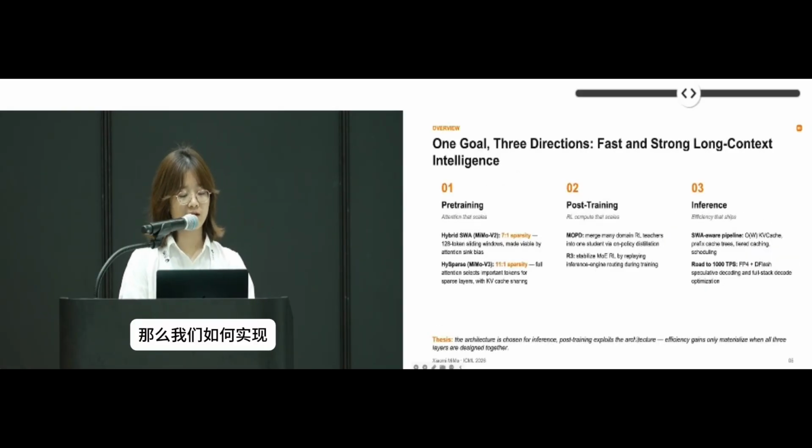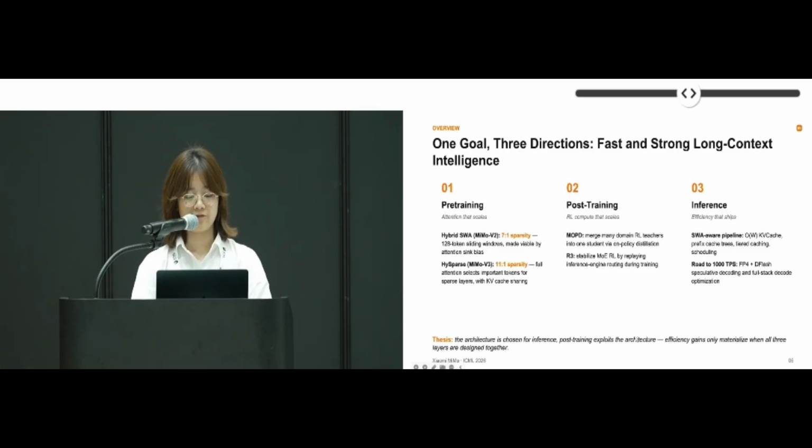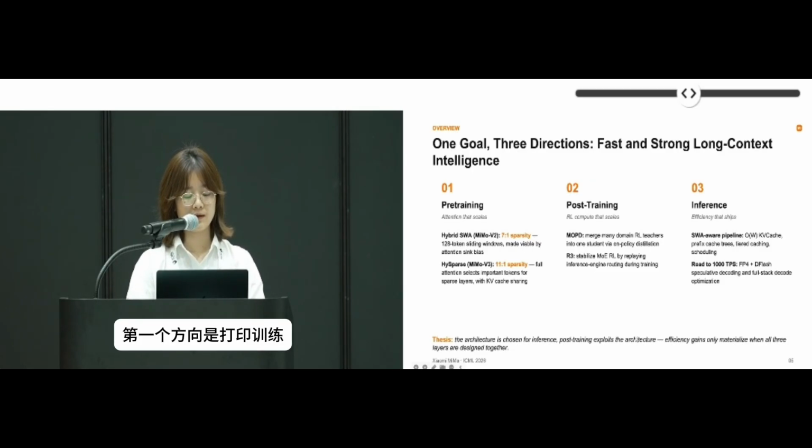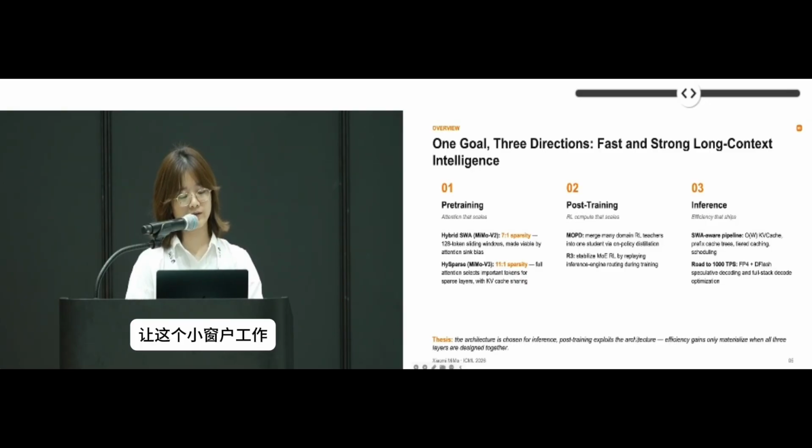So, how did we achieve the goal of fast and strong non-context intelligence? We made innovations in 3 directions. The first direction is pre-training. In MiMo-V2, we use hybrid sliding window attention with an extreme 7-to-1 sparsity, a small 128 token sliding window, and a learnable attention sink bias that makes this small window work.